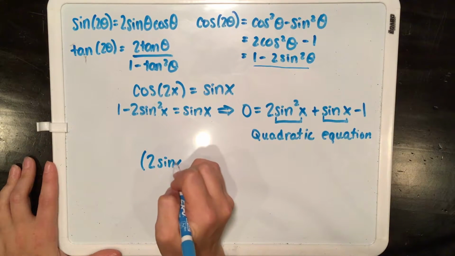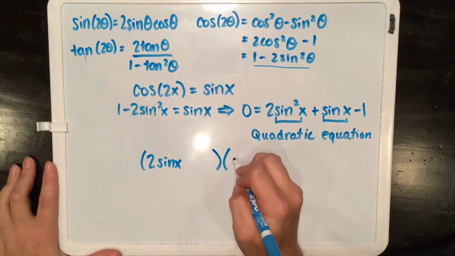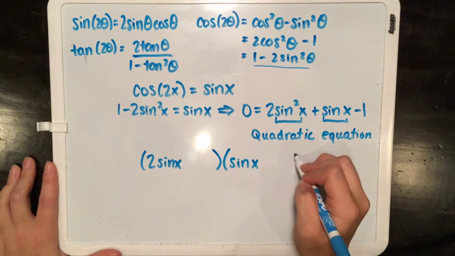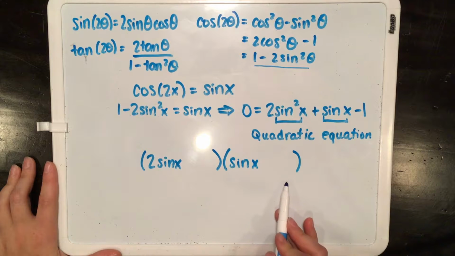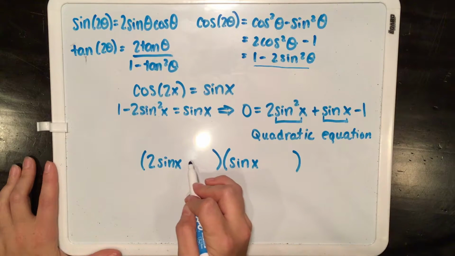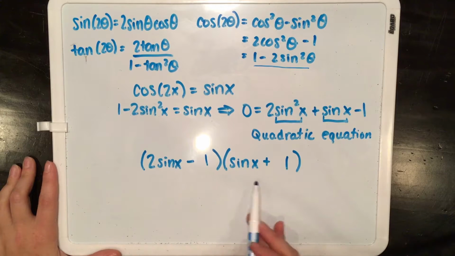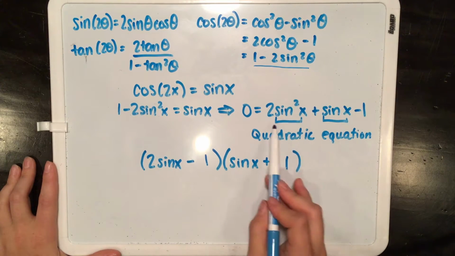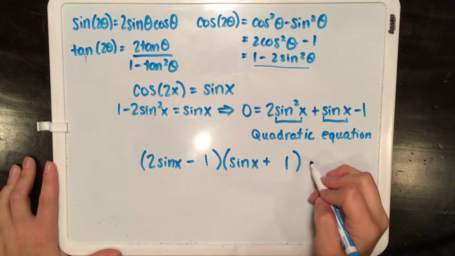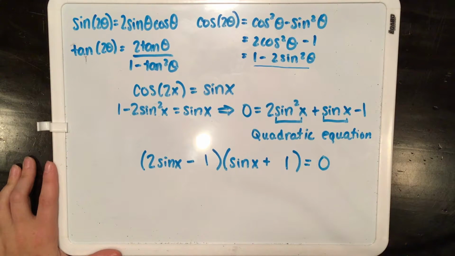2 sine x and sine x. And we need our numbers to multiply to equal -1. So we've got the minus 1 next to the 2 sine x and the plus 1 next to the sine x, and you can verify this by foiling these two factors and you'll get what we started with. And this whole thing equals 0.